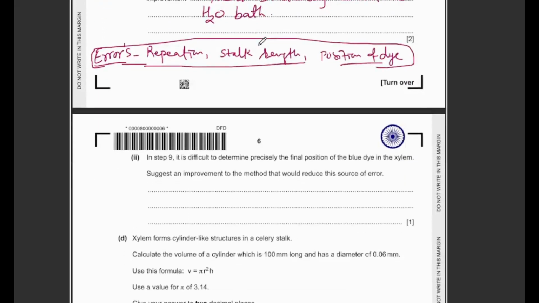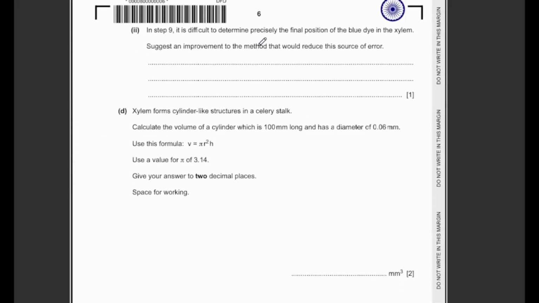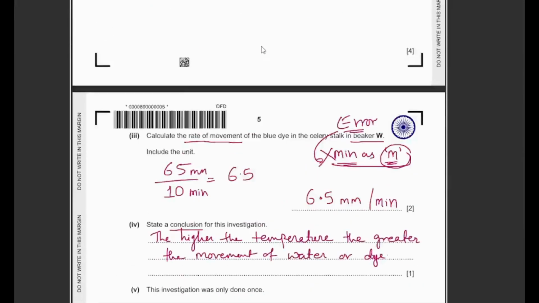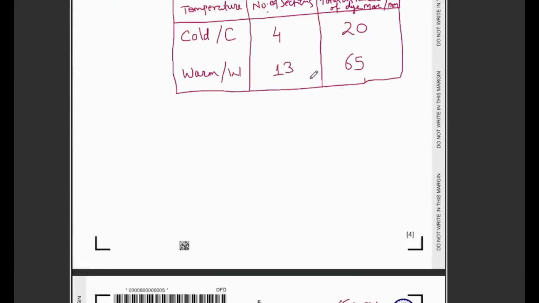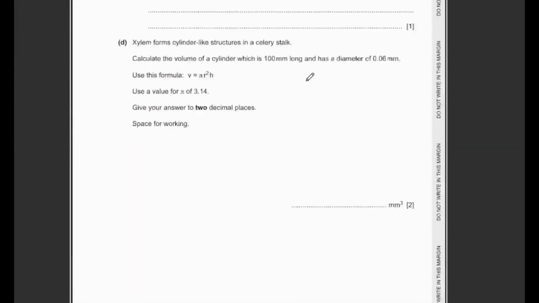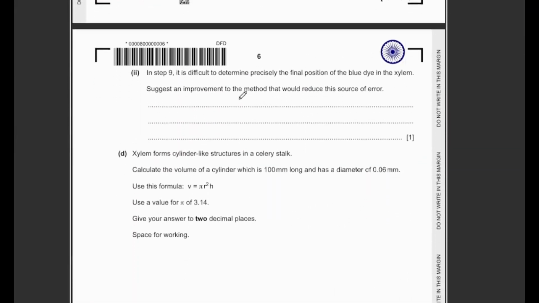Okay, now moving to the next bit. In step 9, it is difficult to determine precisely the final position of the blue dye. What is step 9? If you see step 9 here, examine the xylem tissue of the cut section of a ciliary stalk to see if the blue dye is visible. Suggest an improvement to the method that would reduce the source of error.